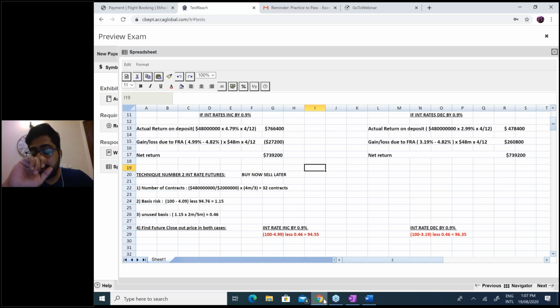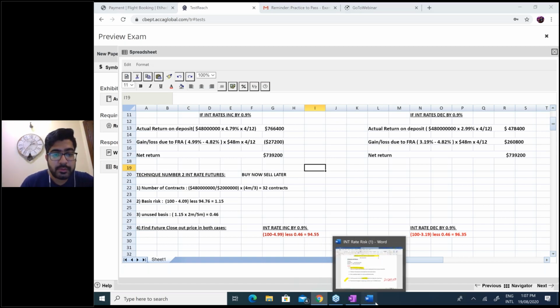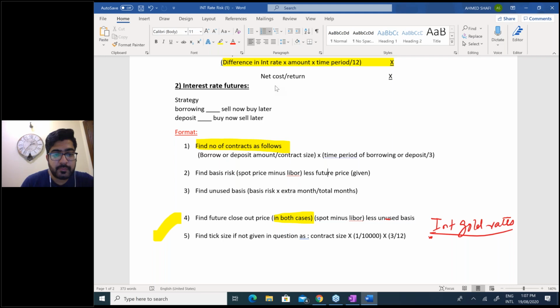I told you one thing: if you look at the formula, I'm changing the screen, of future closeout price, you can see it's spot minus LIBOR in the bracket, less unused basis. So 0.46 is the unused basis. Where did we get it from? We calculated that in step 3. So it's spot minus LIBOR less 0.46. No, you are wrong here, dear. That's not how it works.